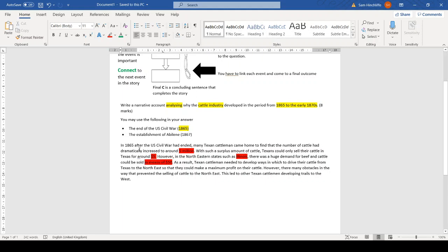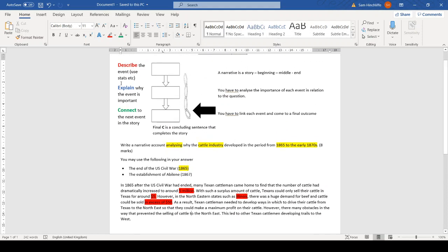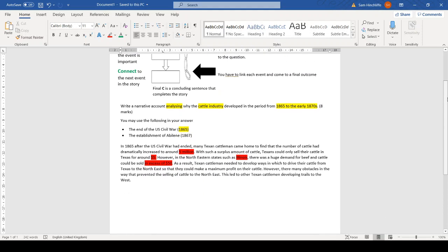So I don't want to highlight the whole thing just because it'll be quite hard to read, but generally those first few sentences up to $50 is describing the end of the US Civil War. What's it got to do with the cattle industry? Well, the cattlemen come home to Texas, there's 5 million cows, they can sell them for $5 in Texas because there's a surplus of them, or they can sell them for $50 in the Northeast, as we said in the video yesterday. So that's the description. You describe the event, stats, and other key factual evidence.